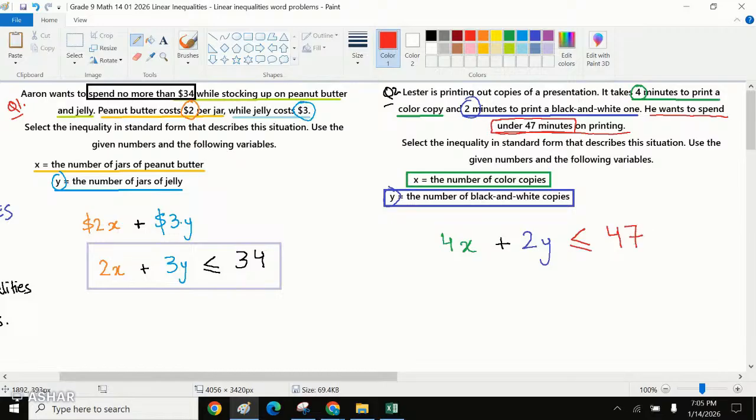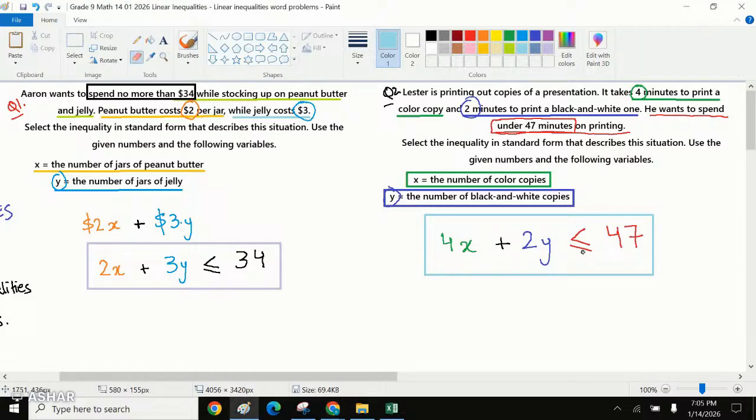So this is an inequality that represents the time Lester would be spending printing color and black and white copies, which has to be no more than 47 minutes. It cannot be more than 47 minutes, okay? So this is an inequality representing this information for us. Do we agree on this?